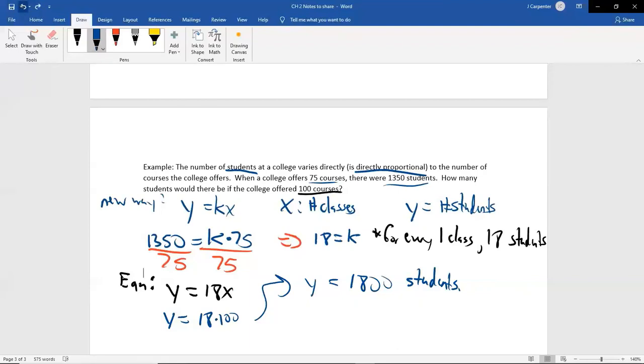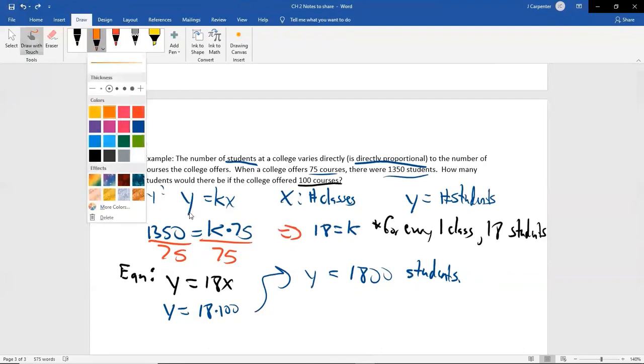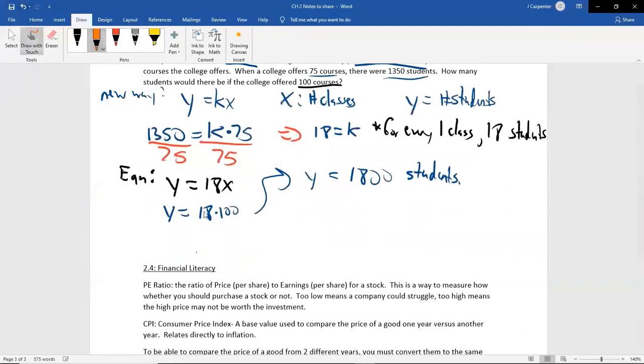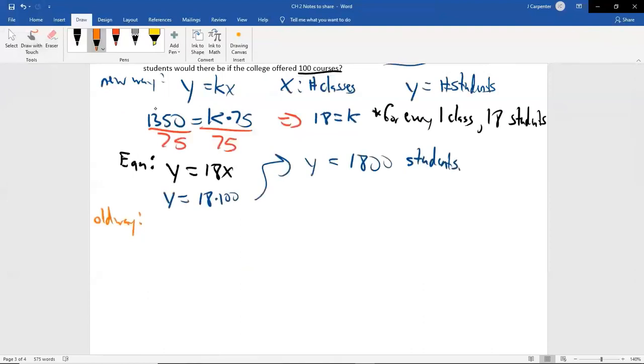Okay, so what about the alternative way? So this was the new way. And what color do we like? Let's go orange. All right, so the old way, and by old, I mean from 2.1, it's not that old. So the old way was where we write a fraction equal to a fraction, we cross multiply and we solve.